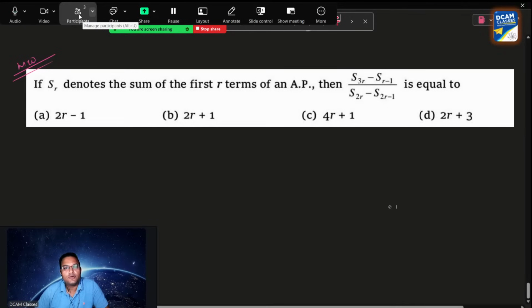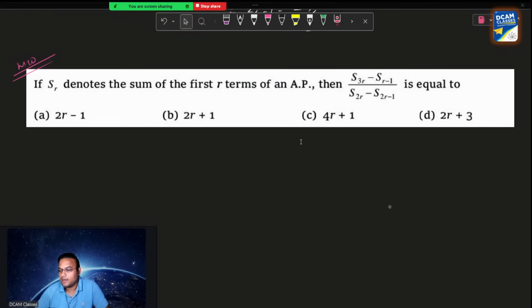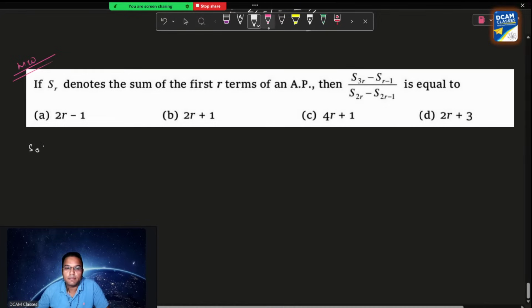What happened, Haripriya? You could not solve it? Sir, I don't know, I'm not getting it. Diva, you are also not able to solve it. Is this becoming difficult or what? See, I'll show you.